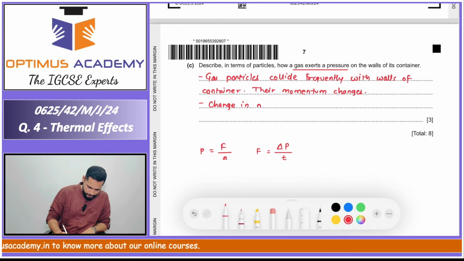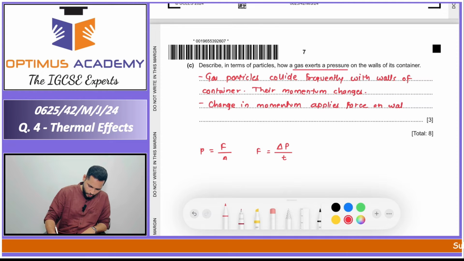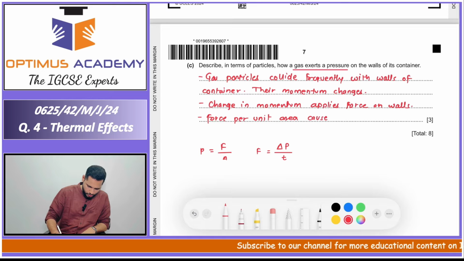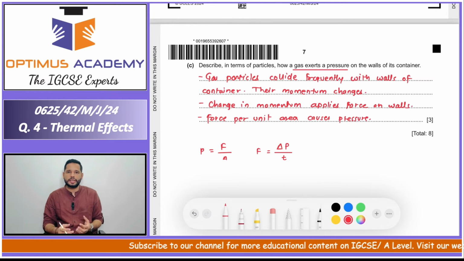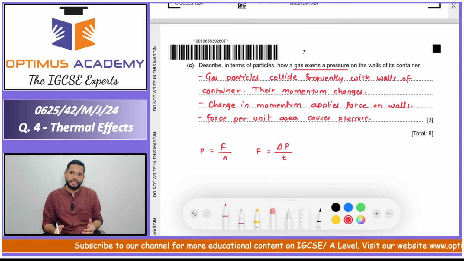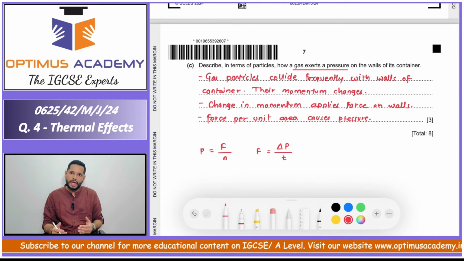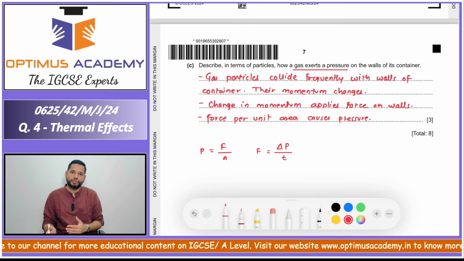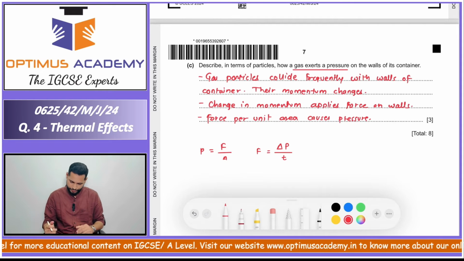Change in momentum applies force on the walls, and this force per unit area causes pressure. So the important pointers in the answer would be how the gaseous particles experience change in momentum and how the change in momentum leads to force, which leads to pressure.